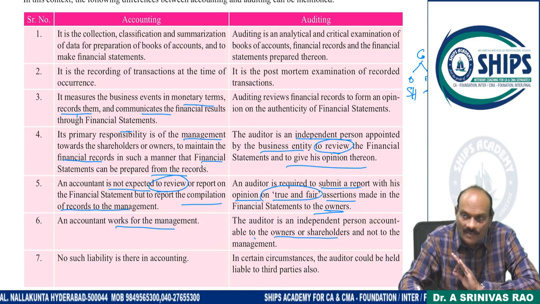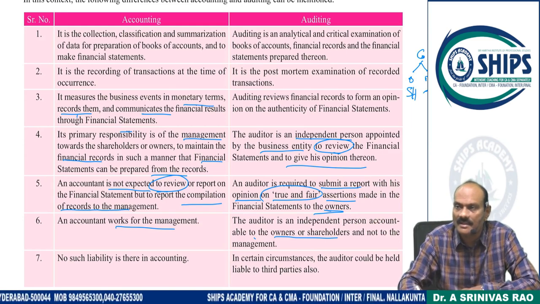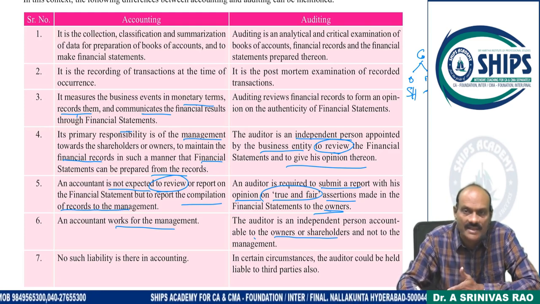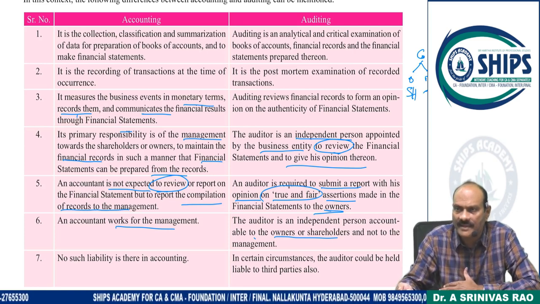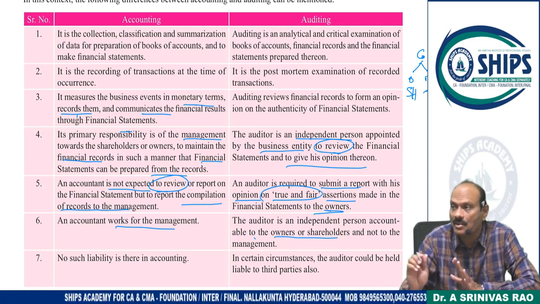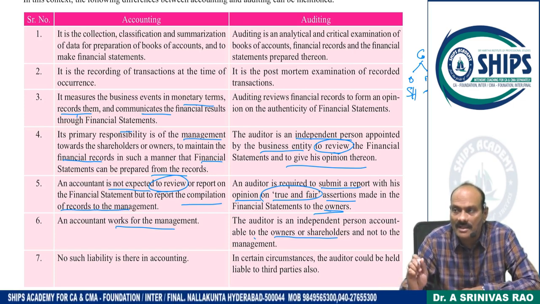Auditor's appointment always requires an ordinary resolution. Simple majority: the number of votes in favor is more than the number of votes against. That is enough for an ordinary resolution. A special resolution is different: three-fourths of the people should agree. Whereas here, only a simple majority is needed. Nothing but an ordinary resolution.